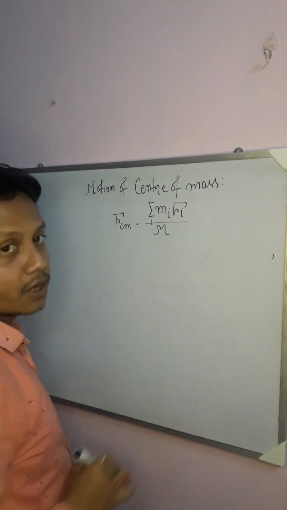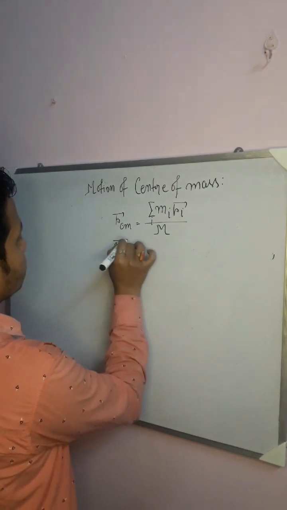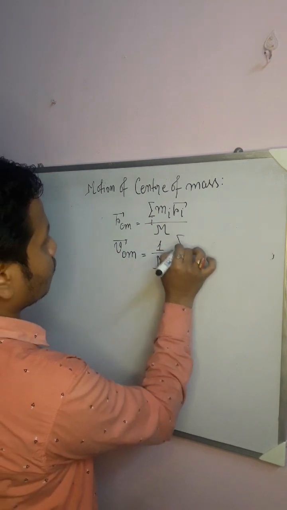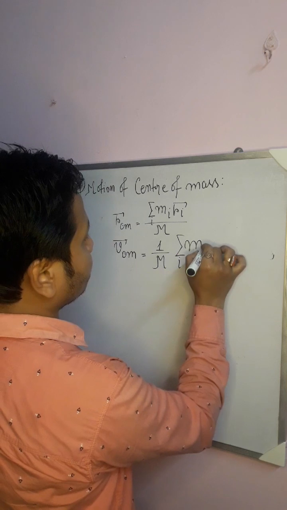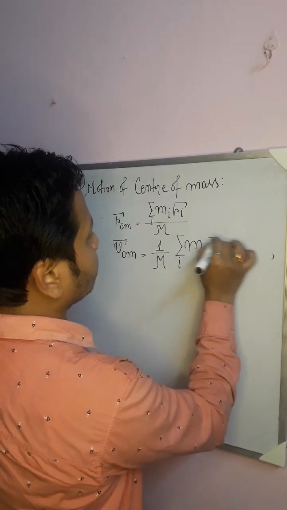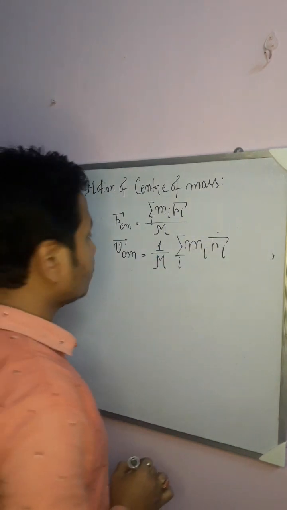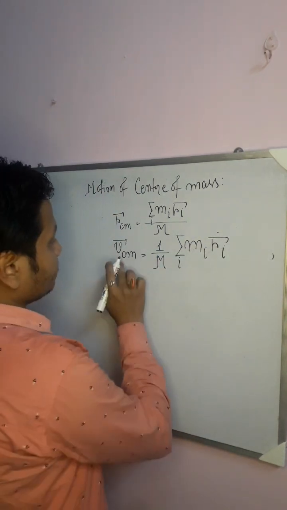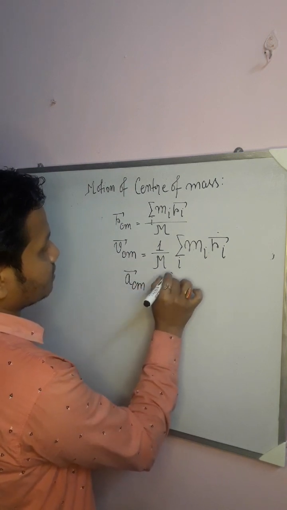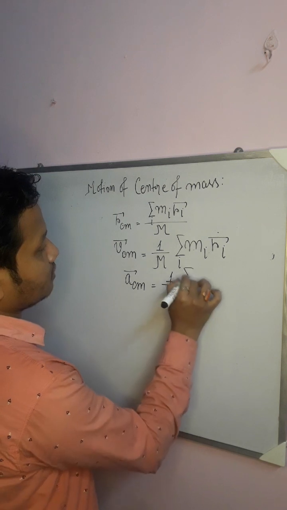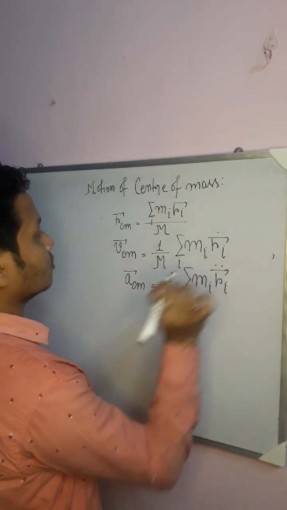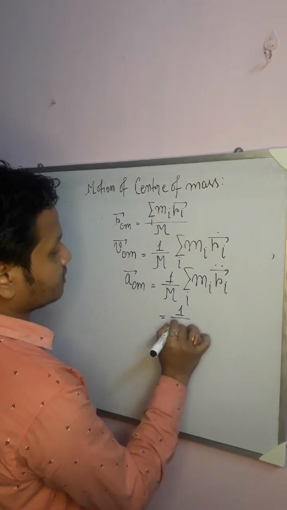Center of mass can be defined in this way: sum over m_i r_i by M. No problem. So what will be the velocity of the center of mass if we differentiate with respect to time? We get simply sum of m_i r_i dot. Now again if we differentiate this with respect to time, we will get the acceleration of the center of mass, which is nothing but sum of m_i r_i double dot.